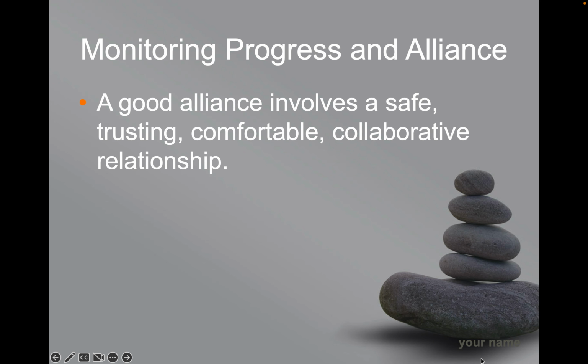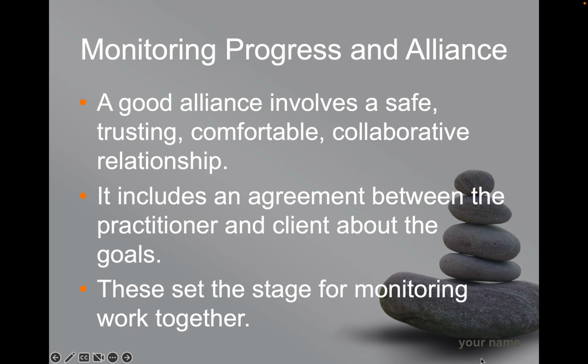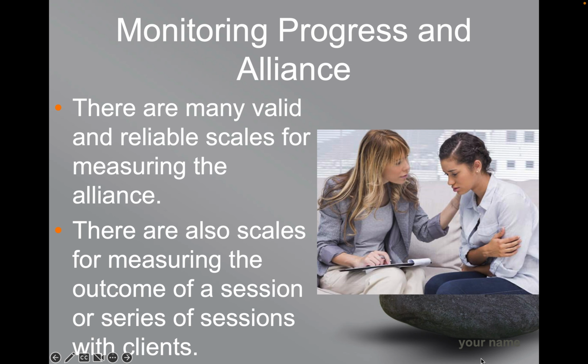A good alliance involves a safe, trusting, comfortable, collaborative relationship. It includes an agreement between the practitioner and the client about the goals. These set the stage for monitoring work together. There are many valid and reliable scales for measuring the alliance. There are also scales for measuring the outcome of a session or series of sessions with clients.